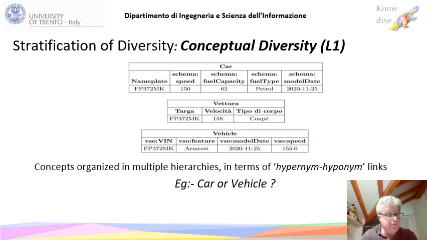So number one, we said conceptual diversity. Well, you see, first of all, what are we talking about? We're talking about car or vehicle. Depending on the need, the same object has been described using a different term. Vettura, which is the second one, is the Italian term for car. So between car and vettura, there is a difference in language, but car and vehicle are in the same natural language, English, but then you have a difference in the level of detail, the level of abstraction by which you describe.